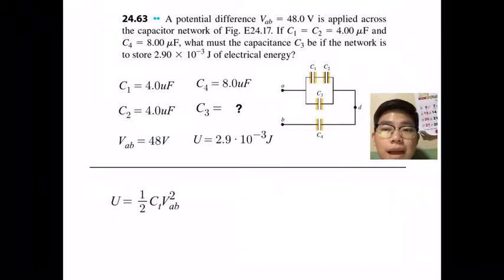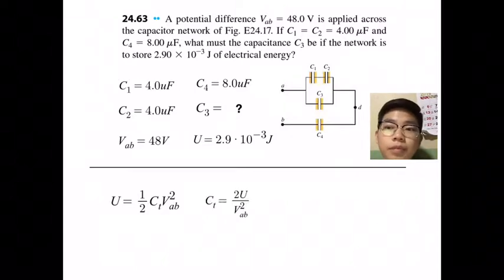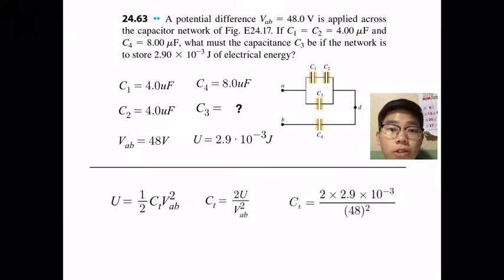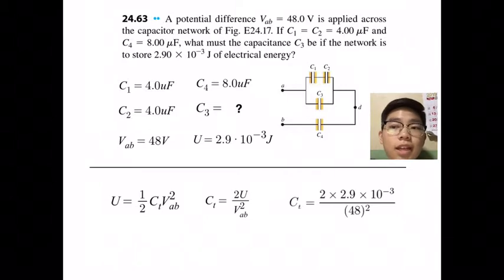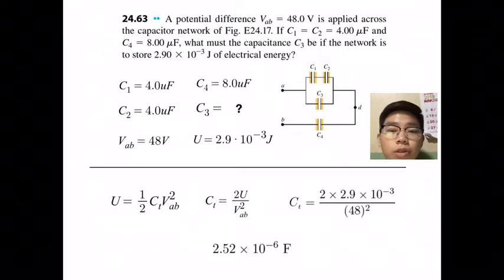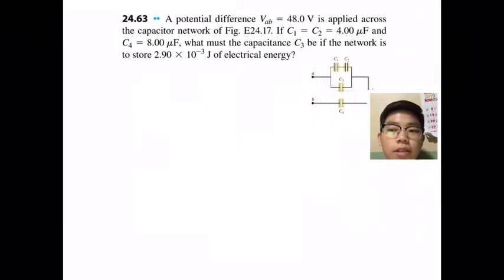To solve for total capacitance, let's look first at the formula for electrical energy. U is equal to 1/2 CV squared. After this, we can derive CT, the total capacitance, as CT is equal to 2U over V squared. U represents the total electric energy, while V represents the potential difference. So all we need to do is input our numbers. C is equal to 2 times 2.9 times 10 to the negative 3 divided by our potential difference squared, which is 48 squared. After solving, we have a total capacitance of 2.52 times 10 to the negative 6 F.